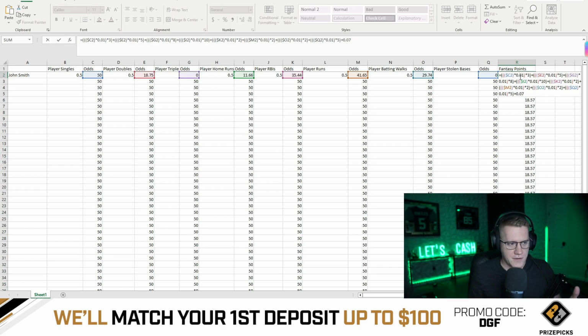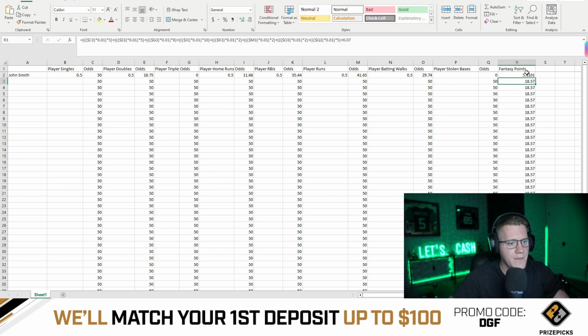So then what we do is we take the fair odds percentage, then multiply that times the multiplier. So for player singles, 50% chance to get one player single. That would mean 1/2 of 3, which would be the multiplier, which means his player single, at least based on the sportsbooks lines, is going to be 1.5 total points for that specific player. We add all that into the calculator, and then we get 5.8 points for this exaggerated example.